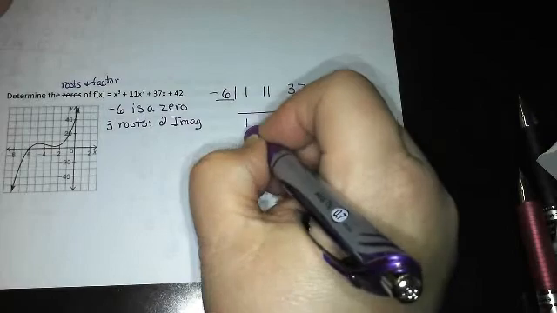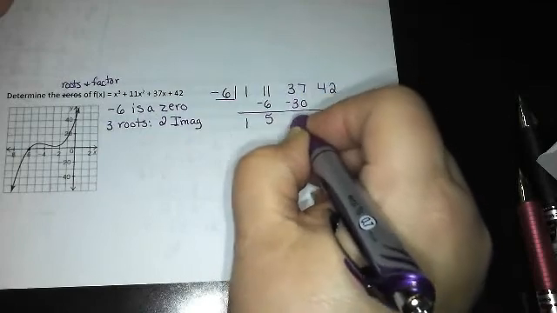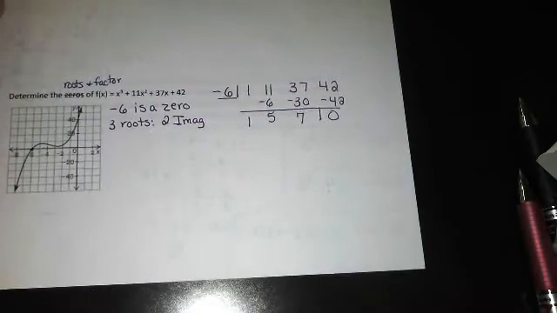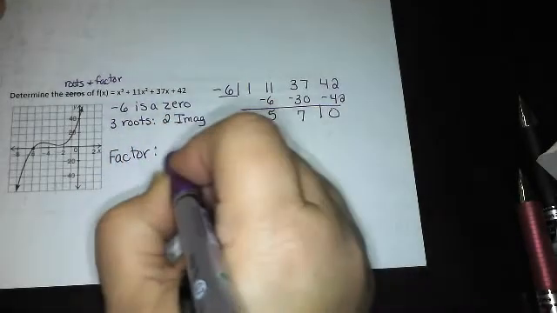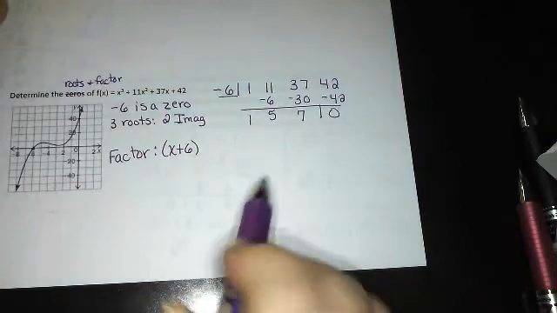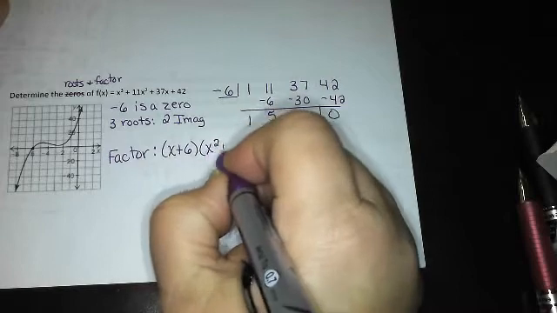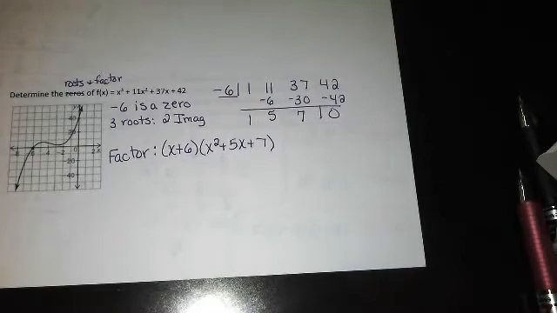Okay, so bring it down, multiply, and add. Multiply, and add. Multiply, and add. There it goes. So if the question asked you to factor, we have our answer. X plus 6 from that -6. And then what's left here is x squared plus 5x plus 7. Can that be factored further? X squared plus 5x plus 7? I don't think so. So if the question said factor, we're done.